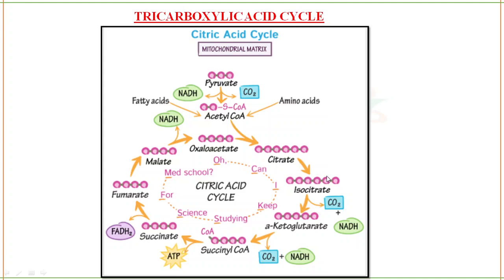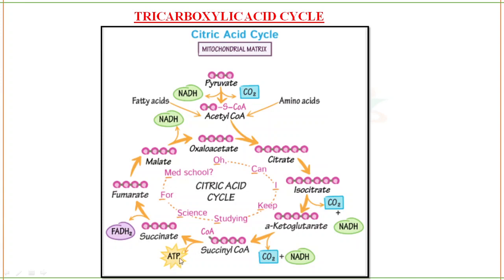Citrate and isocitrate are 6-carbon molecules. From isocitrate, one carbon dioxide is removed, one NADH is formed, and it gives rise to alpha ketoglutarate, also called alpha KG, which is a 5-carbon molecule. From here, one carbon dioxide is removed and one NADH is formed. It becomes succinyl-CoA, which is a 4-carbon molecule. From here, it's not ATP, it's GTP.